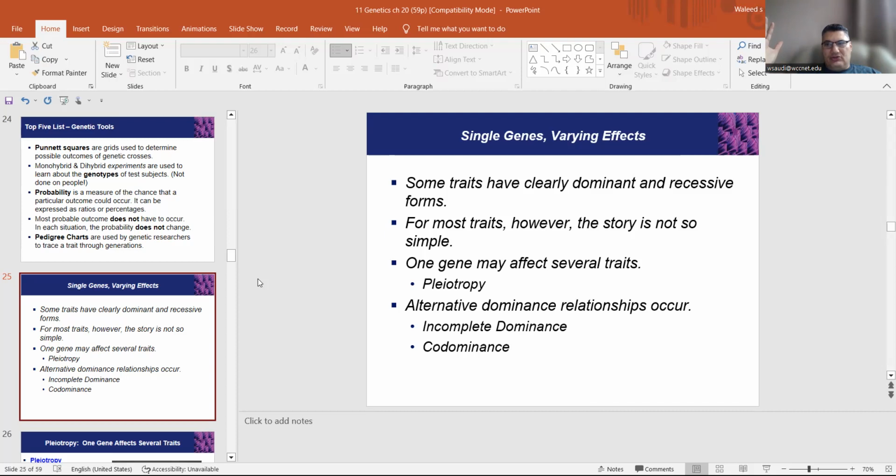What we just talked about is the simple dominant and recessive, and we'll call that complete dominance. Brown hair, that's dominant. Brown eye, dominant. Blue eye, that's recessive. When they come together, the dominant completely takes over, completely masks.